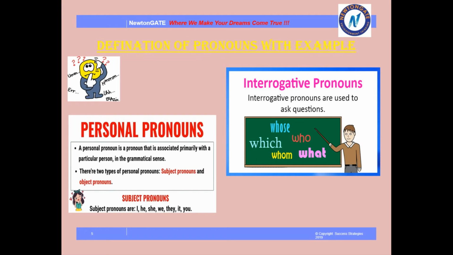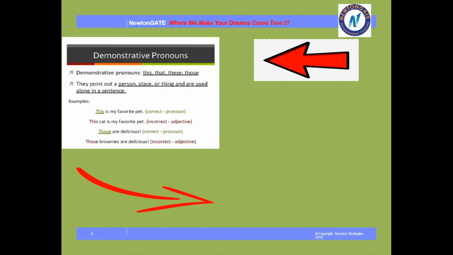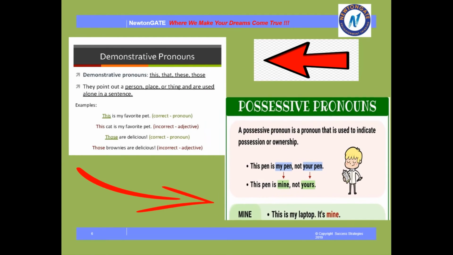What are interrogative pronouns? Interrogative pronouns are used to ask questions. Means if you are asking any question to anyone, then that is an interrogative pronoun. Now how will you make a sentence? Like whose, which, whom, what. These are all examples of interrogative pronouns. Like how are you? Where are you going? So you are asking a question to someone. For that reason, that one is an interrogative pronoun.